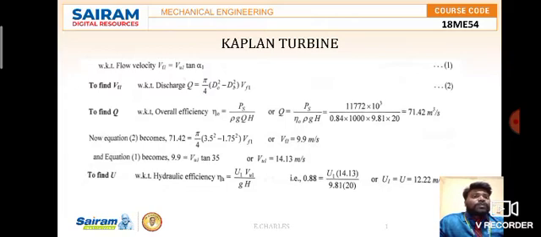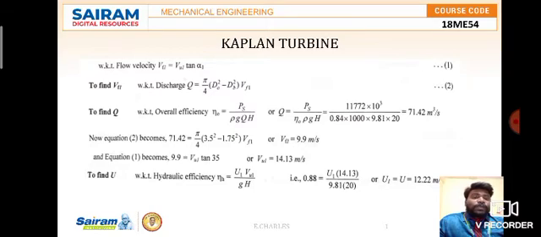So Q is equal to PS divided by eta naught into rho into g H, that is equal to 11772 into 10 cube, which we need to put in watts, divided by overall efficiency given as 84%, density 1000, g equal to 9.81 and H equal to 20. With this we will get 71.42 meter cube per second. This is the discharge value.